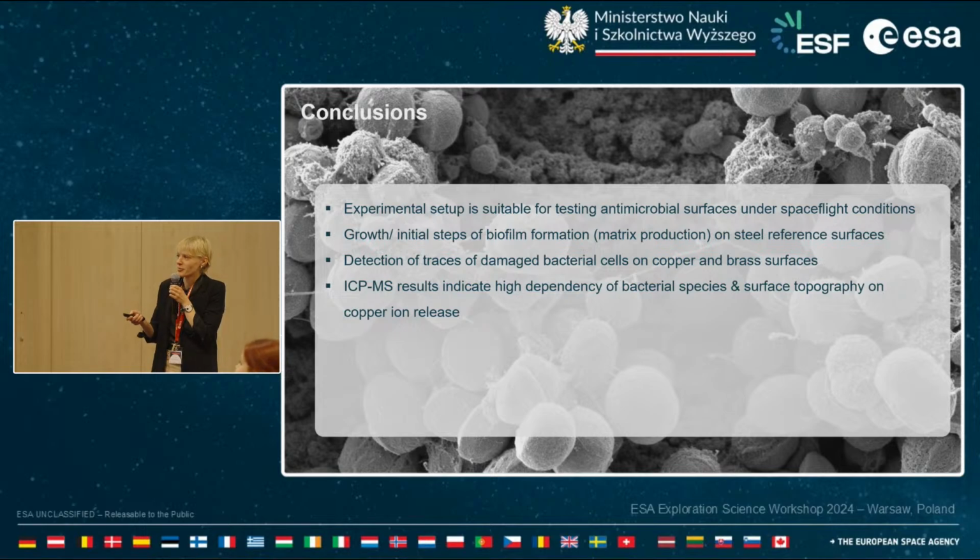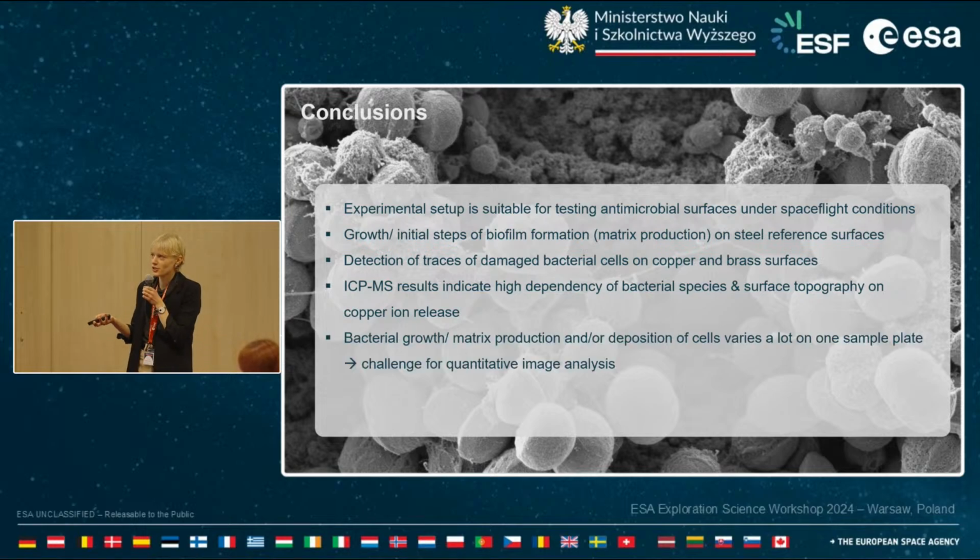Then the ICP-MS results, as I just said, are very dependent on the bacterial species and the surface topography more than the gravity condition. And the growth and also the matrix production varies a lot between samples. This is why the systematic analysis of all of the microscopic images we took is very difficult, because the samples are so versatile. The best thing would be to look at each image and count how many cells there are, but I think this would be a 10 years job for someone.